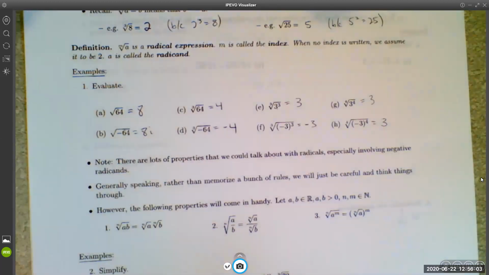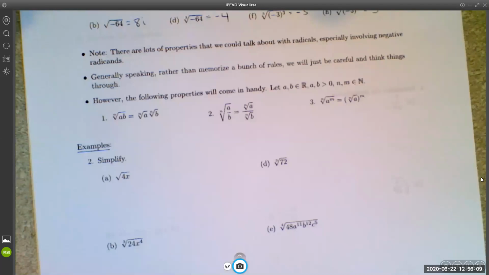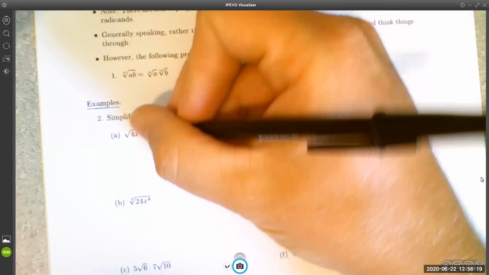So let's practice simplifying some stuff. Square root of 4x, for example. We could think of this as square root 4 times square root x. And square root 4, of course, is 2. So this is really 2 root x. It's another way to say the same thing.